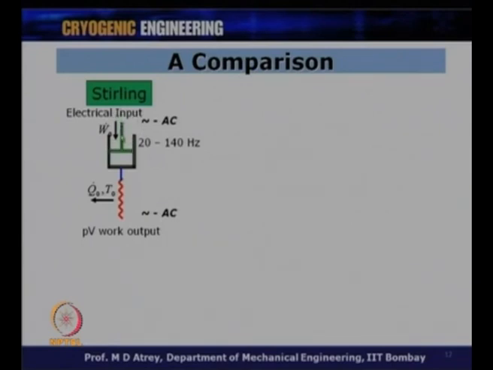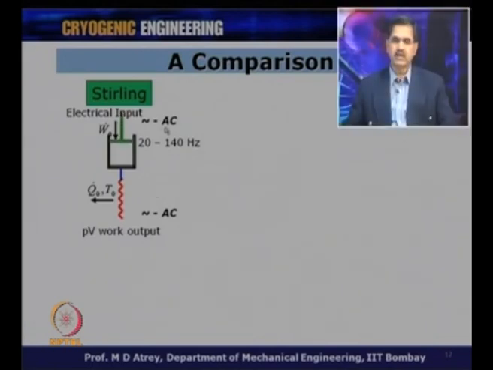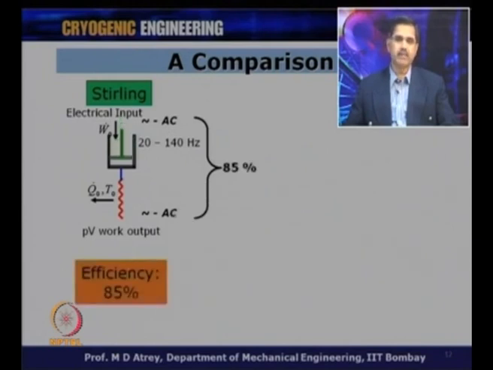So, input is alternating while output is also alternating, and there is no conversion from alternating current to direct current. My input frequency is around 20 to 150 hertz, and the output will be of the same frequency, whatever frequency the piston is oscillating at. Therefore, in such a system where there is no change from AC to DC mode, the efficiencies are pretty high, as high as 85%. We can assume 15% to be mechanical losses in the system because of friction, etc.